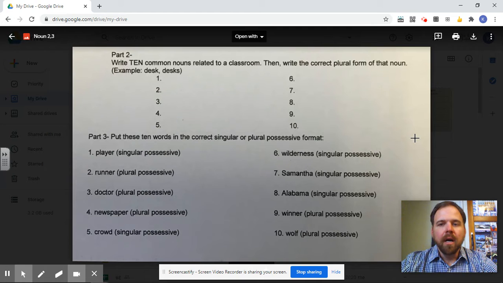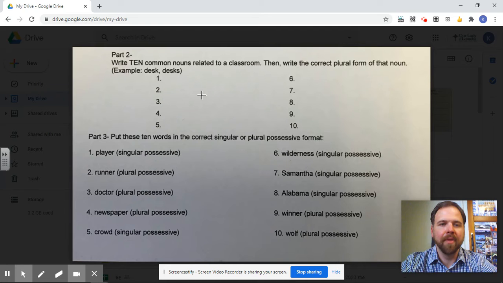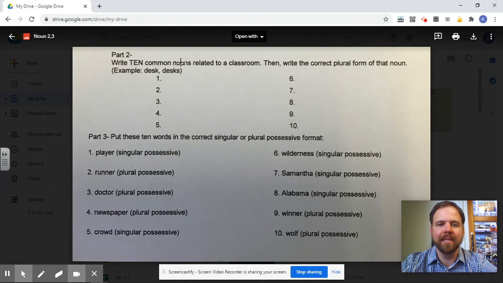Okay, this is going to get into not just common and proper anymore, but singular and plural. And singular and plural is pretty easy until you get to possessive. Now let's talk about part two first. Part two says write 10 common nouns related to a classroom, and then write the correct plural form of that noun. And I mean next to it. So number one does not go with number six. Number two does not go with number seven.